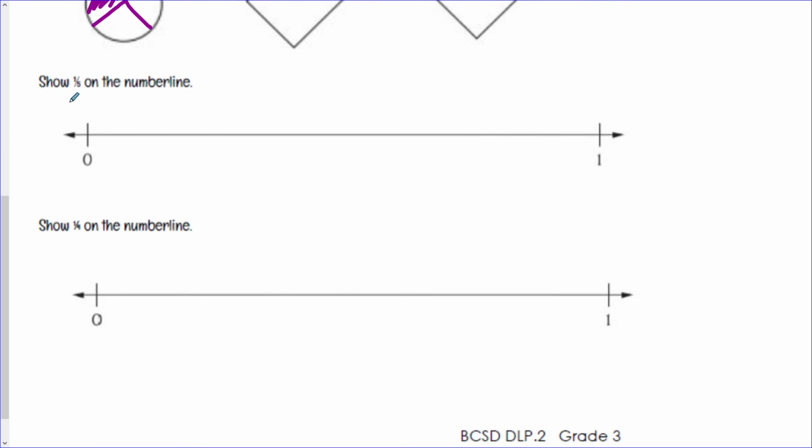And then it shows a 1/5, if you can't read that, 1/5 on the number line. So that means I need 5 pieces. In other words, 4 lines. 1, 2, 3, 4. So I have 1, 2, 3, 4, 5 spaces. And I'm going to count over 1/5. So starting at 0, I'm going to go 0 to 1/5. So that's 1/5.